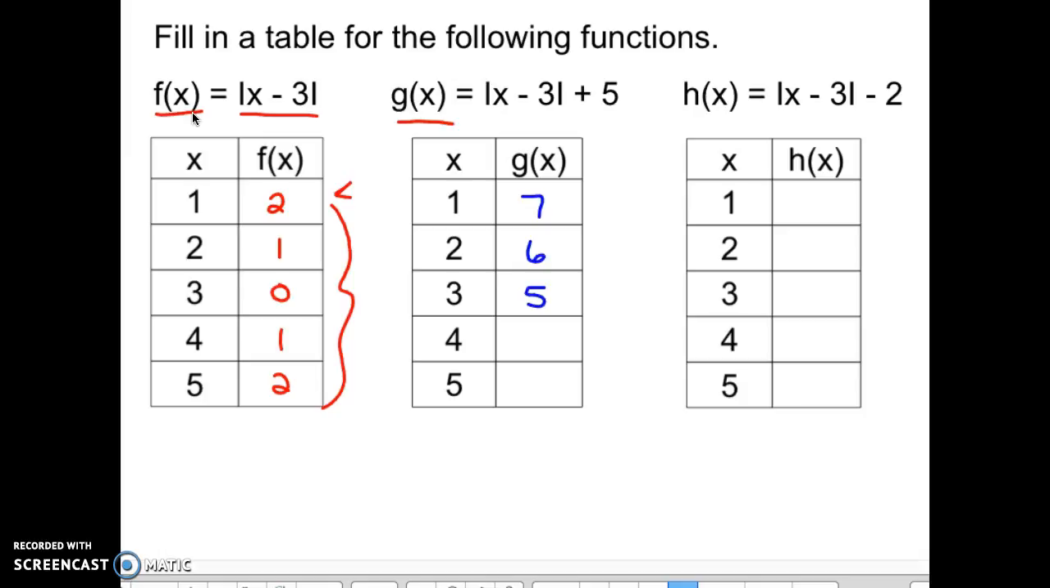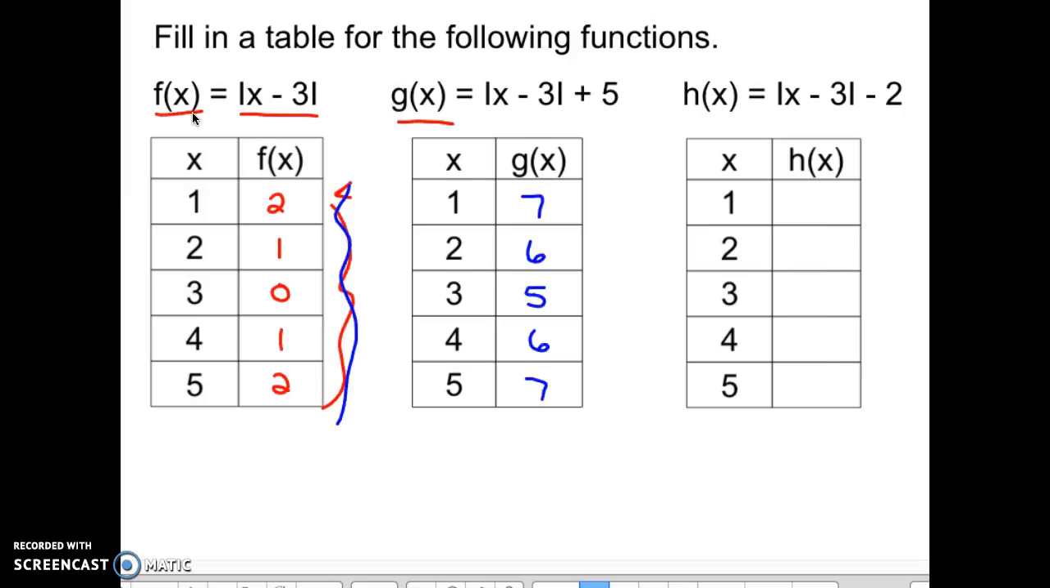Instead of 1, I'm going to add 5 and get 6 again. And instead of 2, I'm going to add 5 and get 7. So all I did was take all these y values over here, and I added 5 because I had a plus 5 at the end. So yeah, you can waste your time using the table in your calculator, or you can simply think about it. You're just adding 5 to each answer.